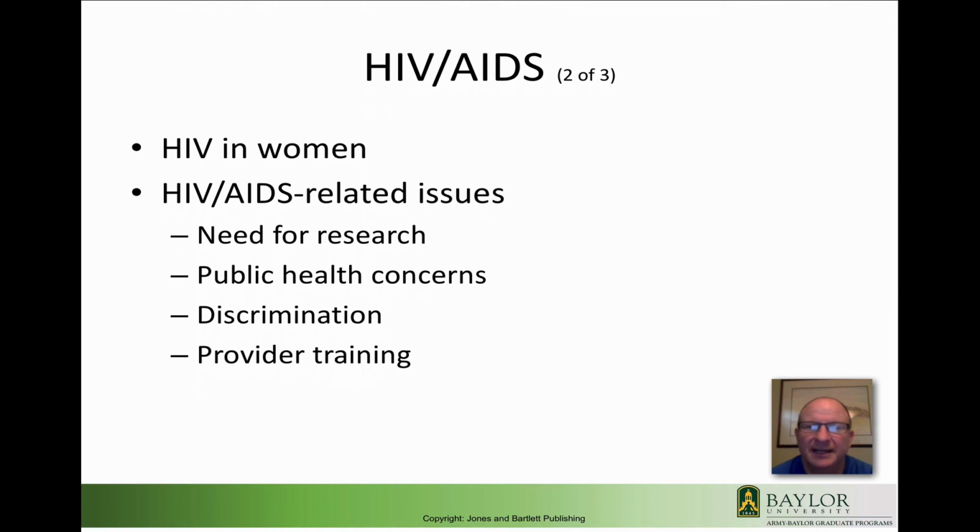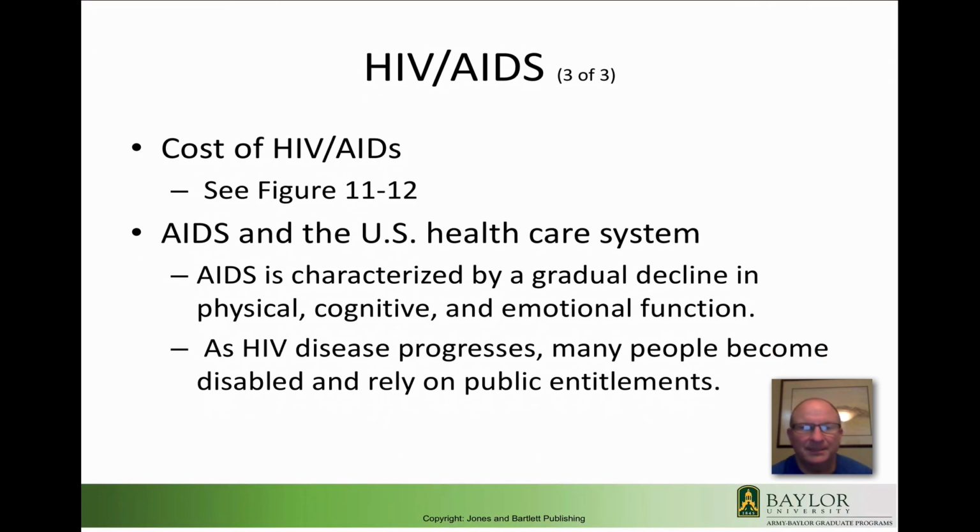So with HIV/AIDS related issues, there's still a need for research, and public health concerns as far as how that disease is spread, both through intercourse or IV drug use. And then there's discrimination, again, with those two, intercourse and IV use, about the population that it affects. And then provider training to ensure that providers take the right safeguards and know the most up-to-date research to take care of the population. Cost of HIV and AIDS is significant. You can see that in figure 11-12 in your book.